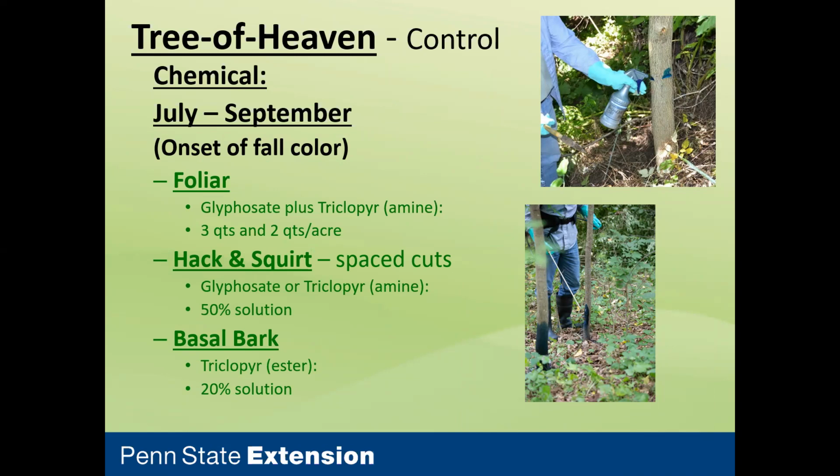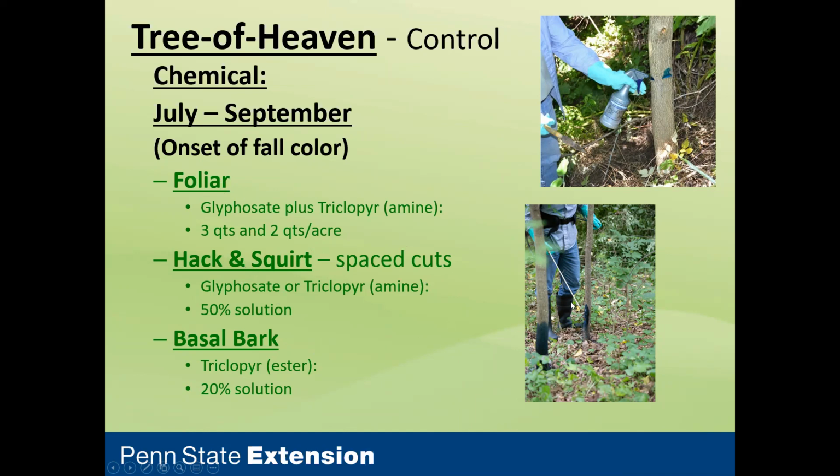Again, because this is a root suckering tree, all of our treatments are late season, no earlier than July 1, right on through September or to the onset of fall coloration. And we're typically going to look at 3 different types of application methods: foliar applications, hack and squirt applications using spaced cuts. It's very important that you do not girdle that stem. You need to have spaces between your cuts to allow translocation to the root system, because the key to controlling this plant is controlling the roots.